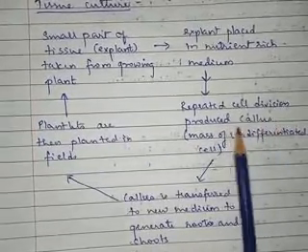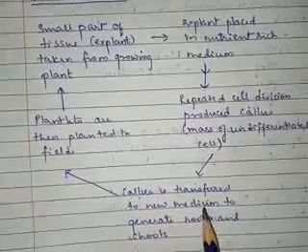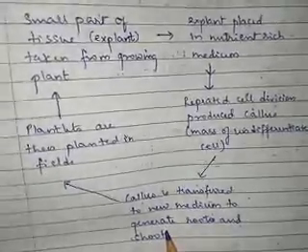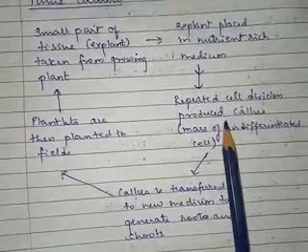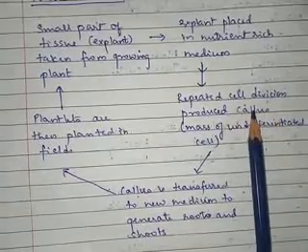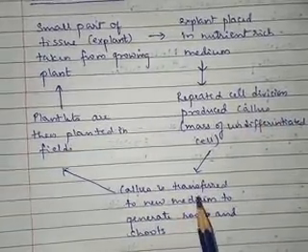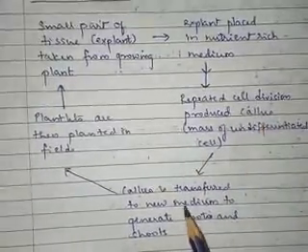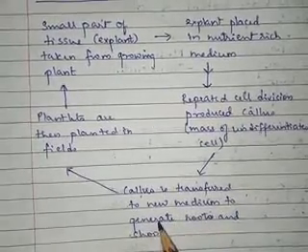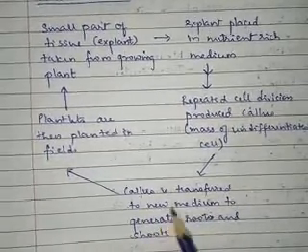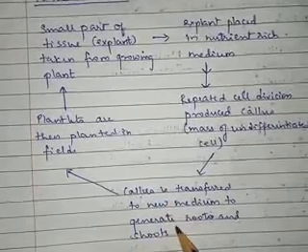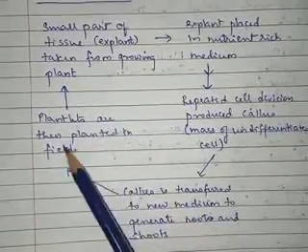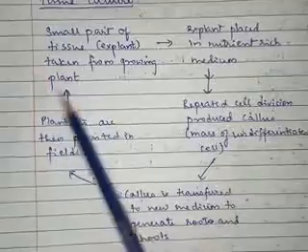Then you take this callus and transfer it into a new medium where root and shoot will be produced. Understanding? You have a group of cells called callus. You transfer it into a new medium, and from that group of cells you get roots and shoots regenerated. Once both root and shoot are produced, that means a complete plant is produced. Then you can take this plantlet and plant it in the field, so that again you get the parent plant.